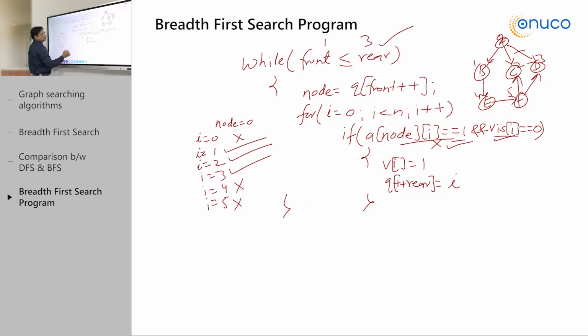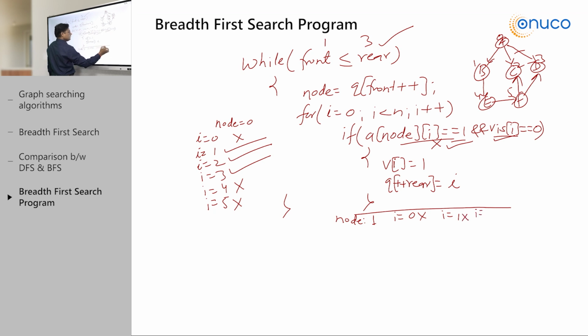Now we are going to retrace it. Node is 1, alright, and we are going to perform this task. Now 1 to all the vertices. Look, 1 to all the vertices. Do you have 1 to 0? No, there is no path, condition fails. So for I is equal to 0 fail. I is equal to 1: do you have a path from 1 to 1? No. Fail. I is equal to 2: do you have a path from 1 to 2? No. I is equal to 3: do you have a path from 1 to 3? No. So this condition failed for all these cases.